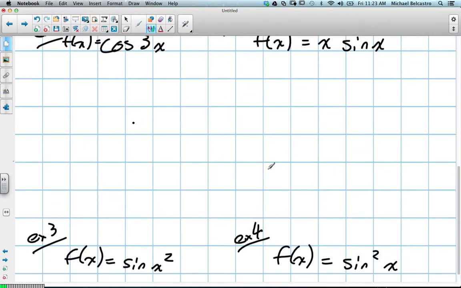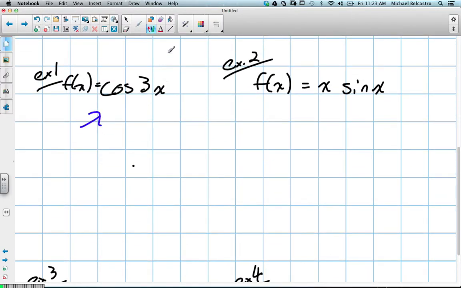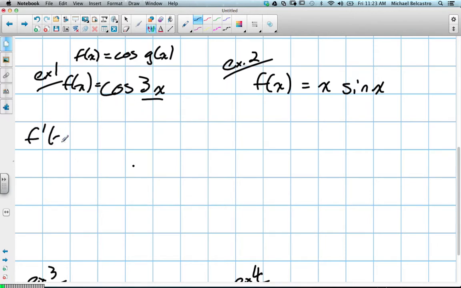That being said, cos 3x. This relates to the third one we did, where we had cos of g at x. So this is a function with a function inside. We know the derivative of cos is negative sine, so we keep the original. The derivative of this function is negative sine of our 3x, nothing changes there, multiplied by the derivative of the function inside. The derivative of 3x is just 3. So our derivative is negative 3 sine 3x.